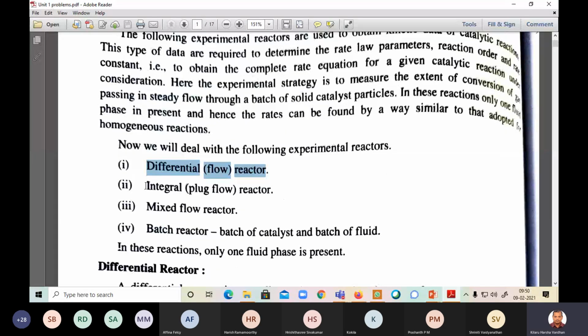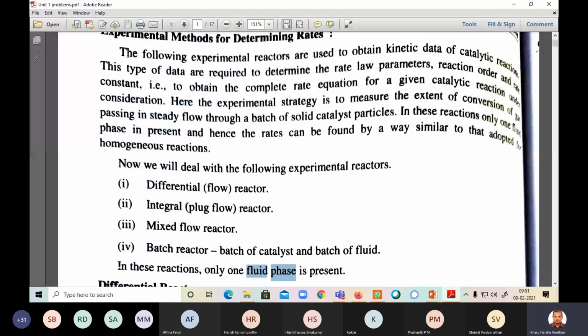Differential reactor, integral reactor, otherwise called plug flow reactor, mixed flow reactor, and batch reactor. In all these 4 reactors, we assume that at least one liquid phase is present. The rest of the thing may be a solid or whatever it is. So we assume that and then do the calculations.